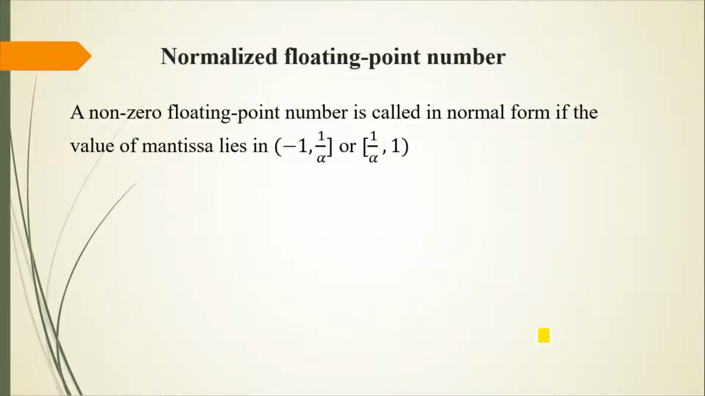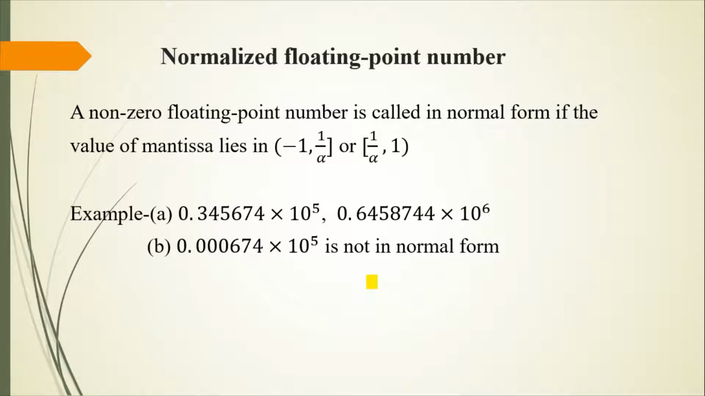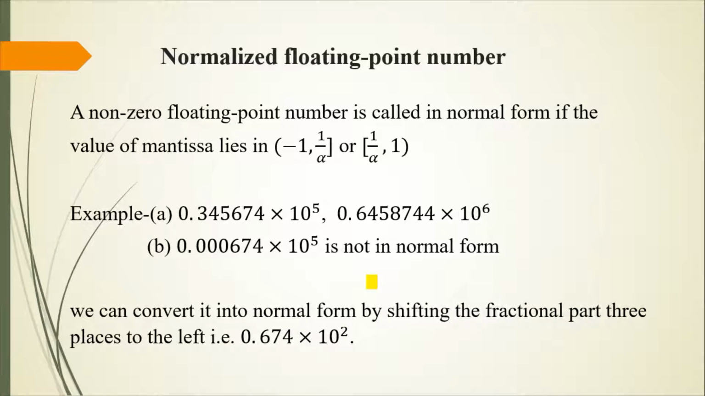Normalized floating point number. A non-zero floating point number as defined in the earlier slide is in normal form if the value of the mantissa, that is the fractional part of the number, lies in this interval or in this interval. For example, these are numbers in normal form. Generally here we consider alpha as 10, but this number is not in normal form. So we can convert this number into normal form by shifting the fractional part 3 places to the left. Then we get the number 0.674 into 10 to the power 2, which is in normal form. So you can convert your number into normal form if it is not given in normal form.